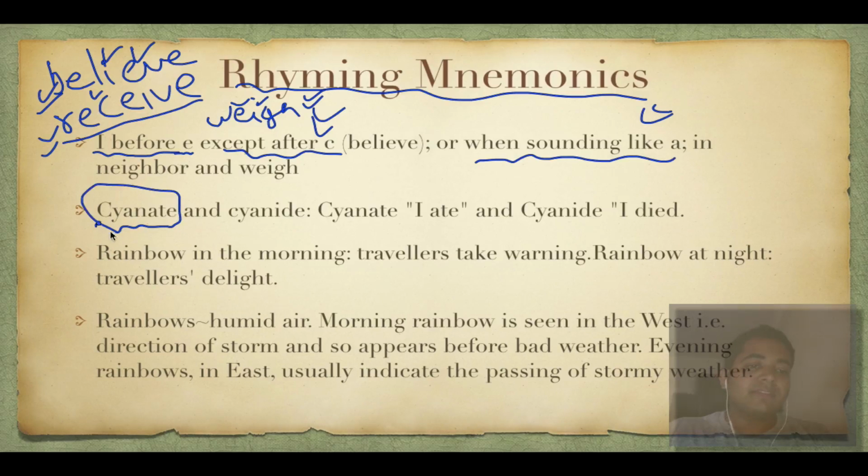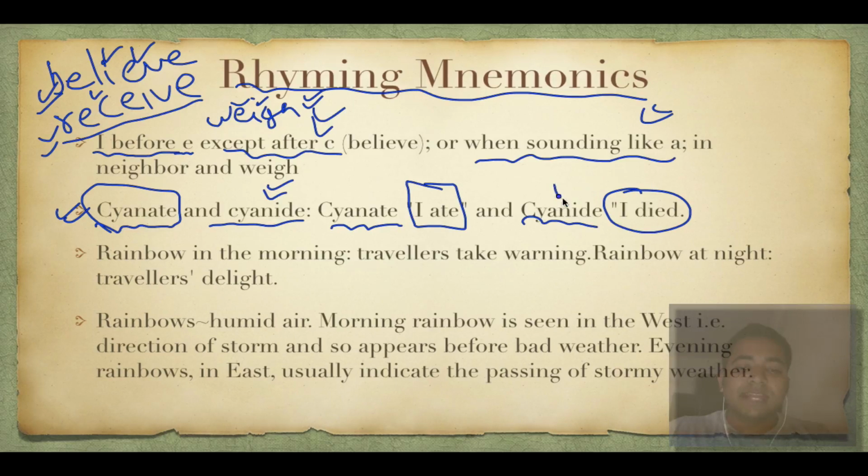Similarly, in 11th class, I would always confuse between cyanate and cyanide. So cyanate, I ate, means you can eat cyanate, but cyanide, I died. So cyanide is extremely poisonous, while cyanate is not.